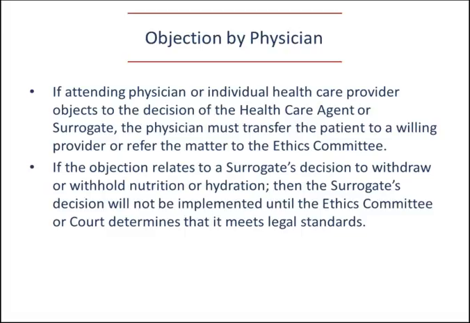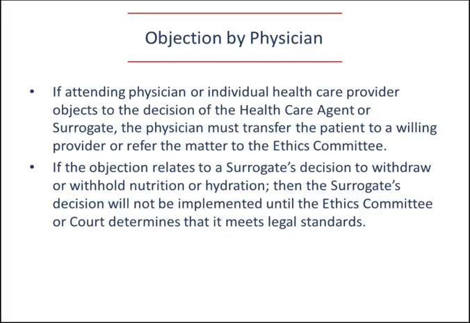What if there's an objection by a physician or the healthcare practitioner? An individual attending physician or healthcare provider, if they have an objection to the decision of a healthcare agent or surrogate, they must transfer the patient to a willing provider or refer the matter to the ethics committee. These types of objections can be raised if it's based upon conscience or religious objections. But again, obviously providers and physicians cannot abandon the patient, so they must continue to provide care and look to transition the patient to a willing provider.